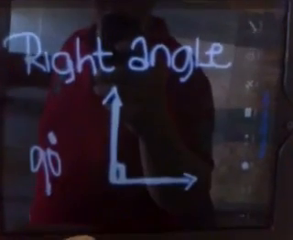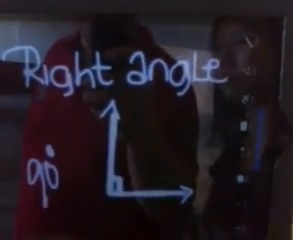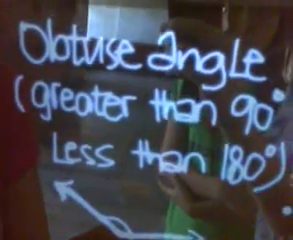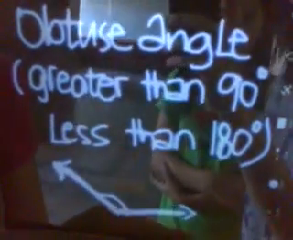This is a right angle. It is 90 degrees. This one represents a right angle. Obtuse angle, greater than 90, less than 180 degrees. This one is an example of an obtuse angle.